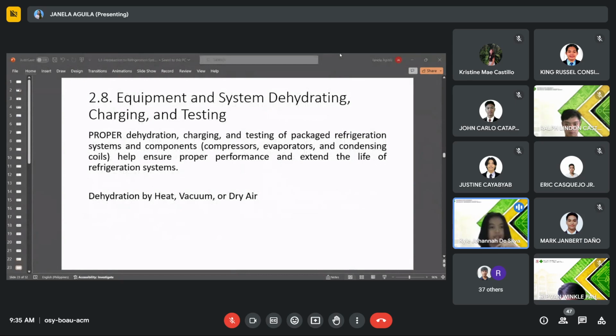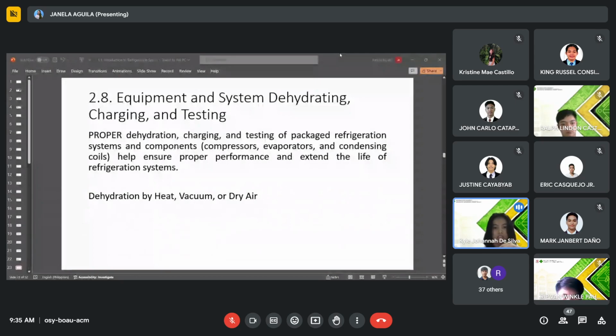Equipment and system dehydrating, charging, and testing. So ito pong dehydration, charging, and testing ay essential steps para ma-maintain natin yung efficiency at longevity ng ating refrigeration system, including yung kanyang component like compressors, evaporators, and condensing coils. First is the dehydration. Sa dehydration, it involves the removing of the moisture from the system para ma-prevent natin yung corrosion at impairment ng mga components.